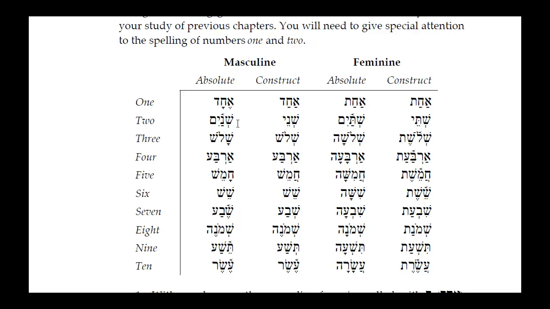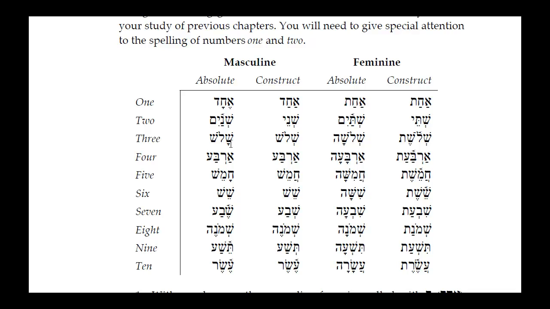Number 2 is Shnaim. We have the dual noun ending, Patach Yod, Hirik Mem Sofit. It drops off, and we have the normal masculine construct, Shnei, with the Shin, the Sheva, and the Nun with a Tsere. And with the feminine, we have Shtaim, and then Shtei. So pretty much what we'd normally expect.